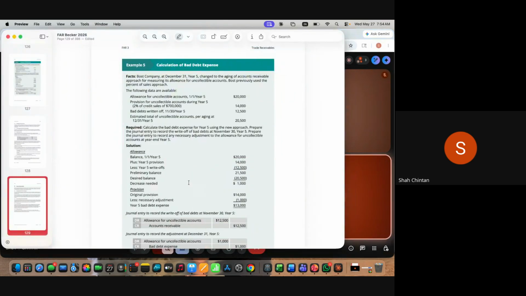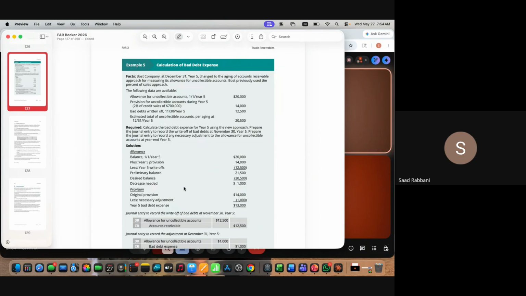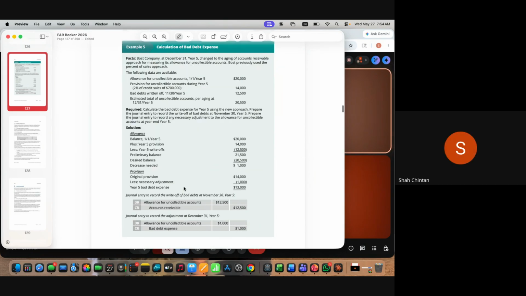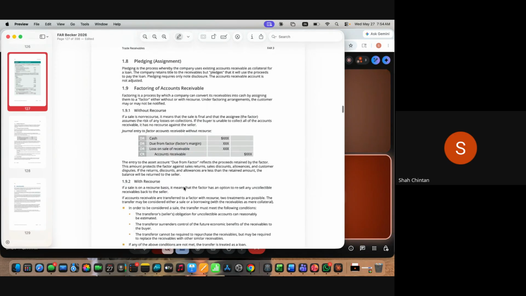Actually, all clear with example 5? Any question, doubts? In without recourse, the entry they have. Well, no, example 5 is all sorted. Yes, chaliye, let's go to the next section. Without recourse, yes.